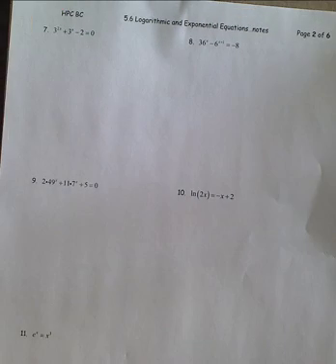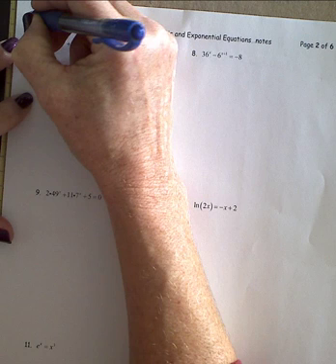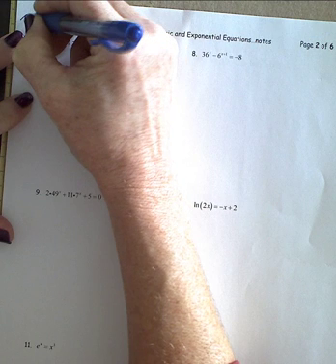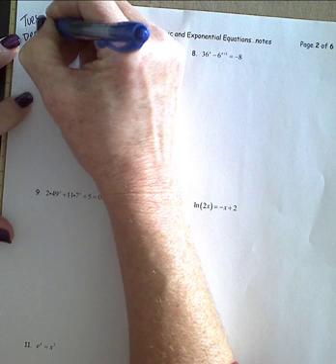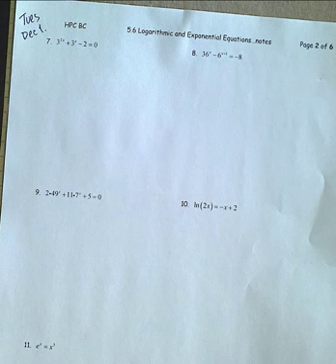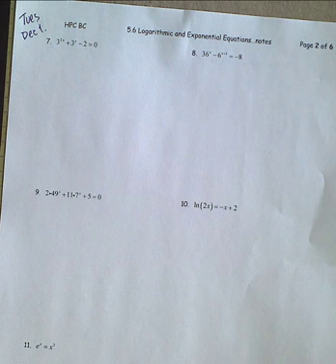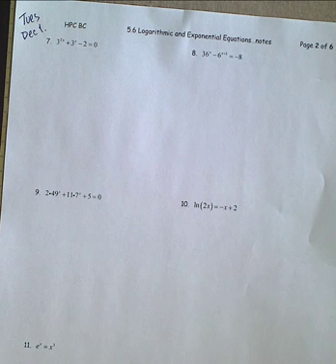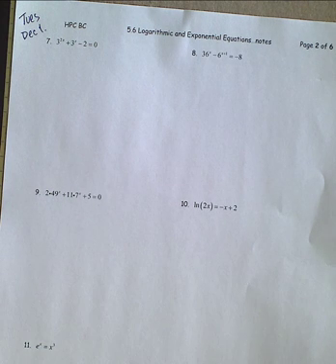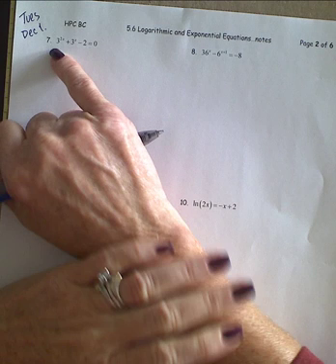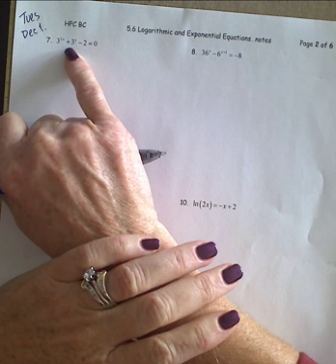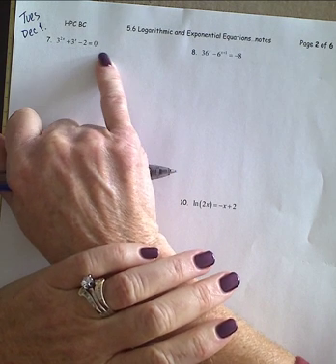Here we go. Today is Tuesday, December 1st, and we are picking up here solving some more logarithmic and exponential equations. And we look at this one: 3 to the 2x plus 3 to the x minus 2 equals 0.